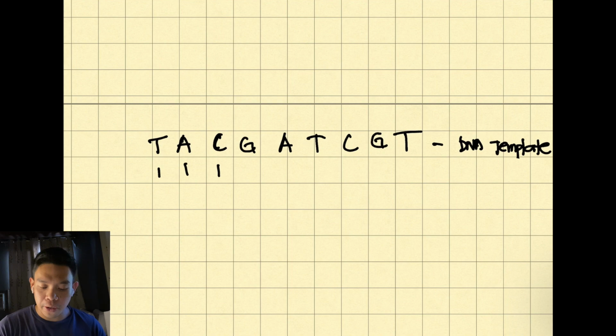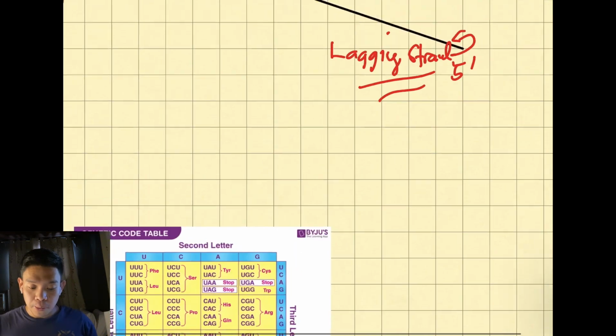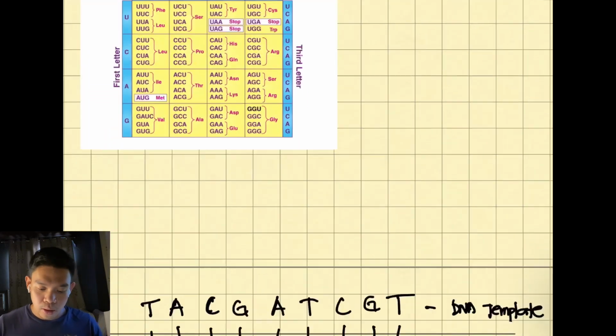It will undergo DNA replication. Okay? So, TACG, ATCGT, or thymine, adenine, cytosine, guanine, adenine, thymine, cytosine, guanine, thymine. This whole DNA template will go through DNA replication. This is the process wherein we form the leading and the lagging strand.